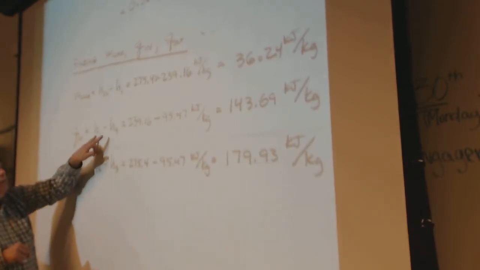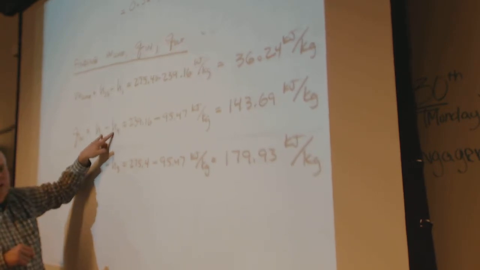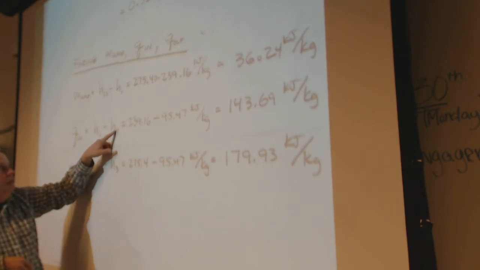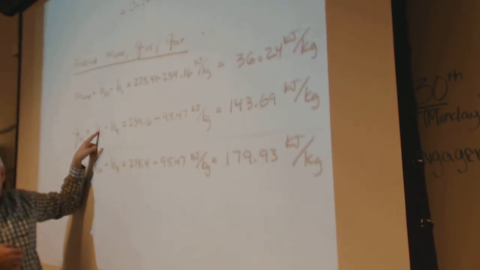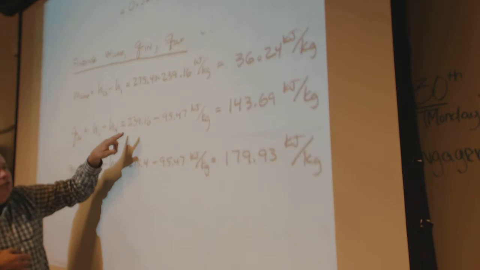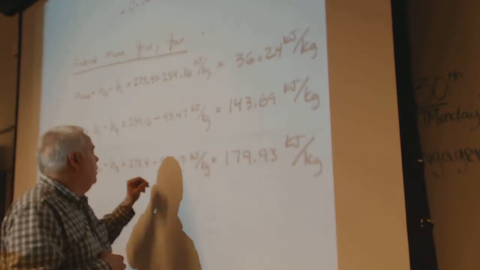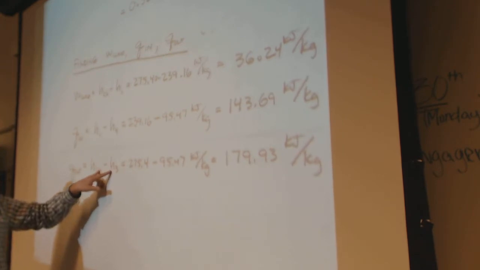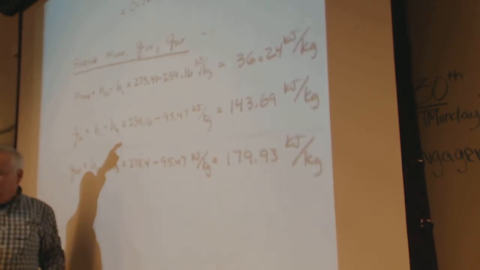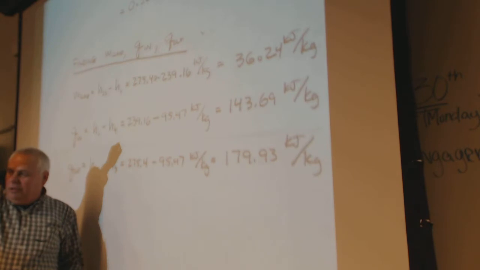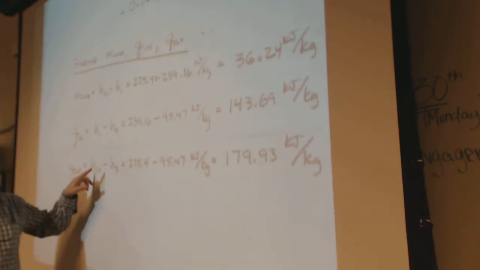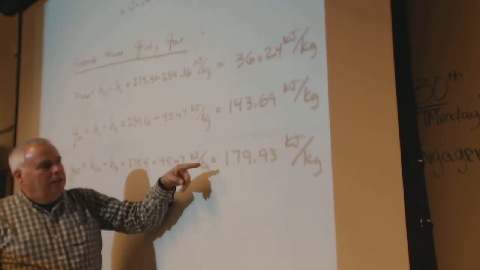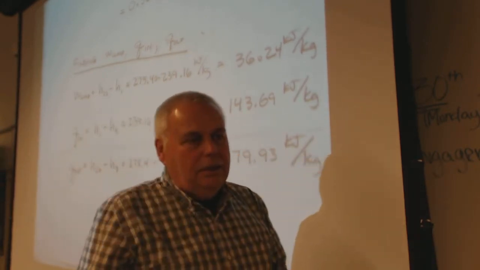What was the Q in? h1 minus h4, that was the bottom line, the vapor. This is saturated vapor. And the difference between those two is 143. If you want to know the Q out, h2s minus h3, that's on the high temperature side, taking the superheat and condensing it to a liquid. That's off the table. This is the one we just calculated. It's 179.9.